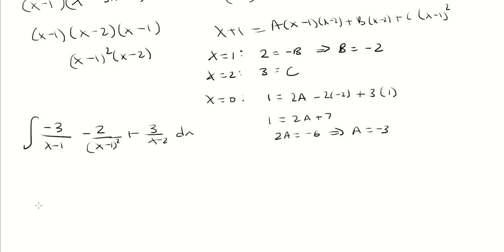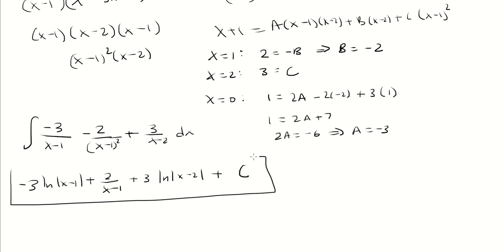So we integrate, we have negative 3 natural log x minus 1, and then plus 2 over x minus 1. This is a plus, so that's plus 3 ln of x minus 2 plus a constant c. And if you want, you can combine the natural logs, but we'll say this is our final answer.